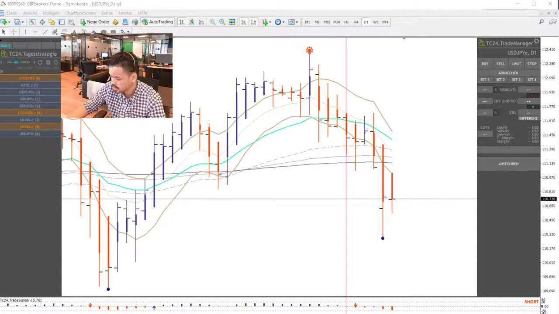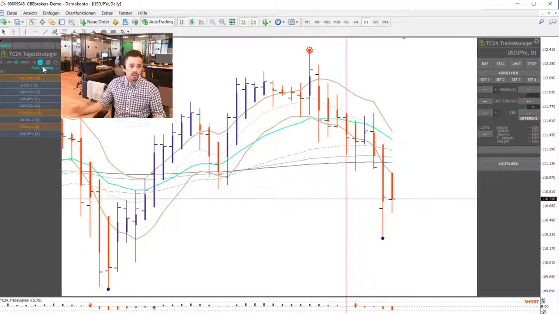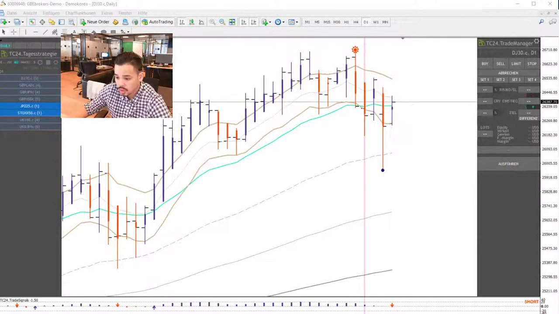Today is the 7th of May 2019. It's in the morning, 8:45, and we start now. So we have here our refresh button and let the daily trade radar filter and scan all the markets. Okay, the scan is finished and we can see the first market is Dow Jones.